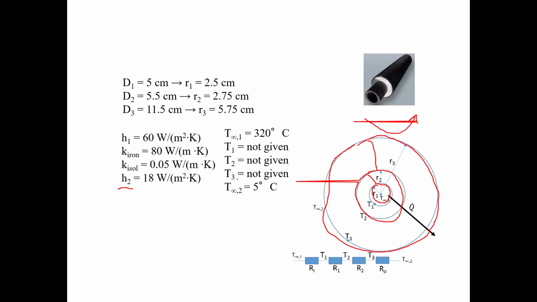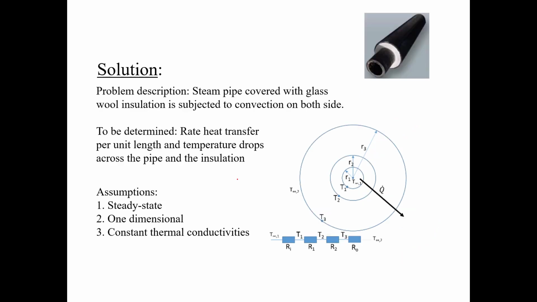Okay, so before we go into solving this problem, we need to make some assumptions. And the first assumption is that we assume that it is a steady state process. Okay, it means that the things are not changing in time. We are also looking at a one-dimensional problem. It means that the heat is being transferred only in one direction, that is in the direction of radii. Okay, and we have constant thermal conductivities. They are not changing with time, or they are not changing with temperature.